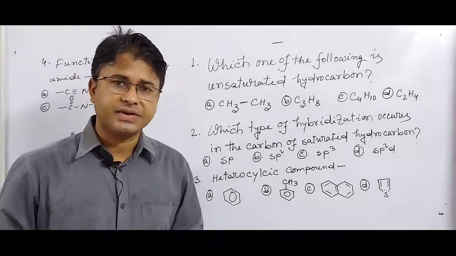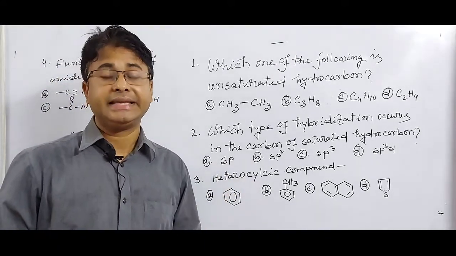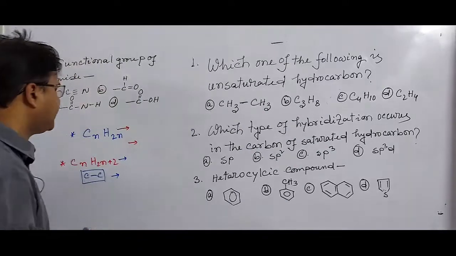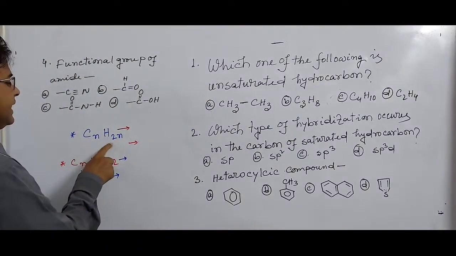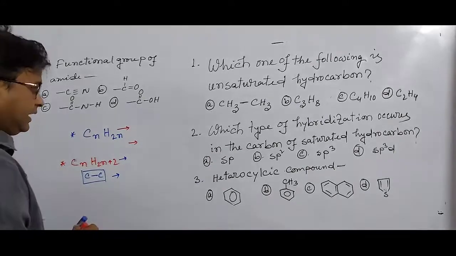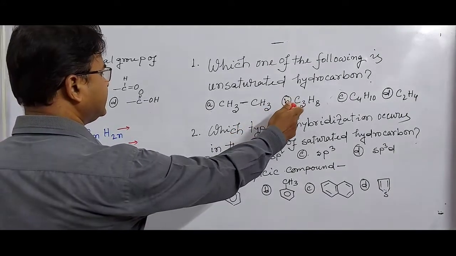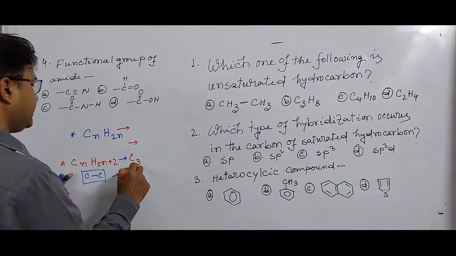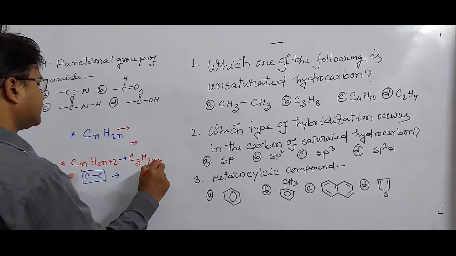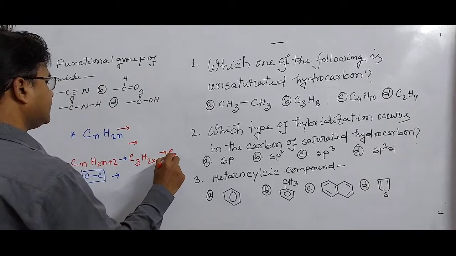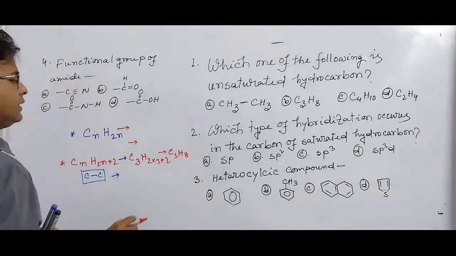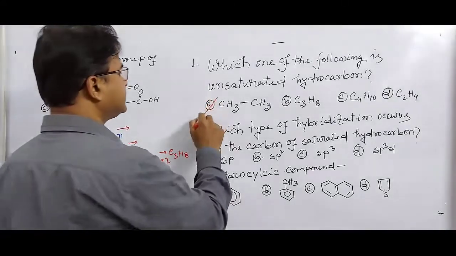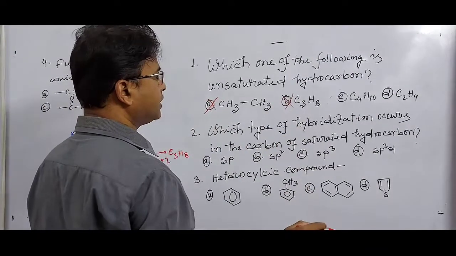But there are two types of unsaturated hydrocarbon. One is alkene and another is alkyne. Dear students, the general formula of alkene is CnH2n. Now students, if I put the value of n equal to 3, here I will get C3H(2 into 3 plus 2), which is C3H8. So it matches with the saturated hydrocarbon. So students, option A and option B will not be the answer.